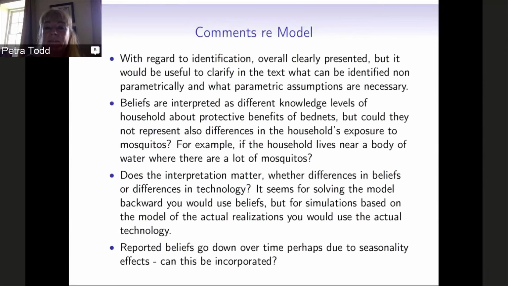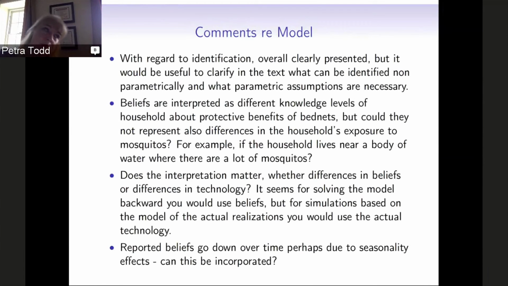So I was wondering if possibly that could be relaxed here as well. Then in the paper, this paper is unique in using this expectation data where households had beliefs about different protective benefits of bed nets. But then I wondered, maybe it wasn't just their beliefs, maybe the households actually have differential exposure to mosquitoes. Maybe the households just live in different areas, and some people live near water where there's more mosquitoes. And I don't know if it matters whether these differences in beliefs actually reflect differences in technology or not.